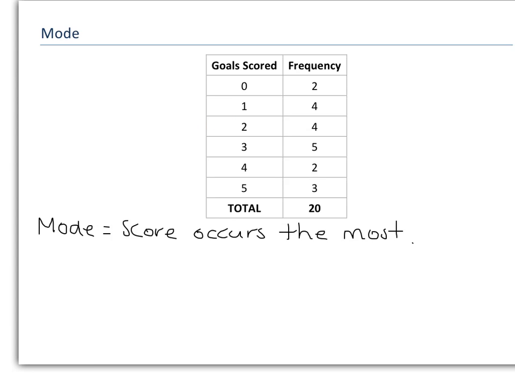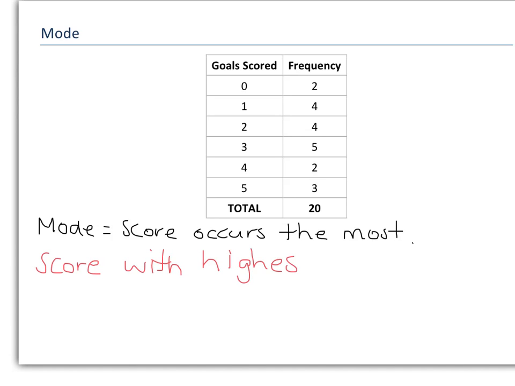The number of times that this happened, or the frequency, is always written in this second column. So this team scored 0 goals in 2 of their matches. They scored 1 goal in 4 of their matches, 2 goals in another 4 of their matches, and so on. It's pretty easy to see then that the mode will be the score with the highest frequency.